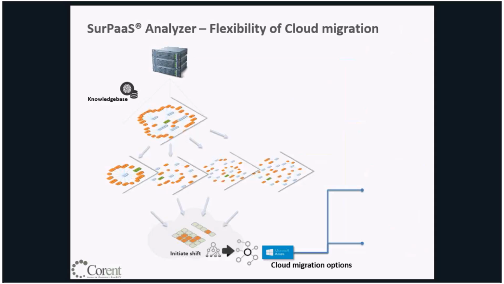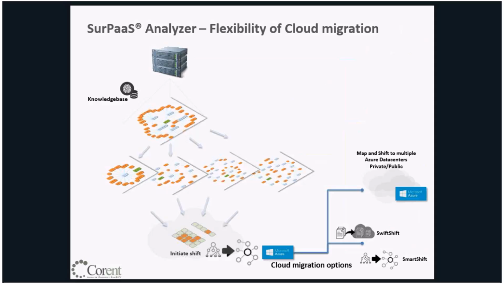And once you have done the analysis, then you can get to the shift, and now you can leverage the SurPaaS shift by finding the right options that the customer needs to migrate to a specific Azure data center or multiple data centers. It can also be within a private environment that they would like to migrate their applications into as a cloud. That is also possible.